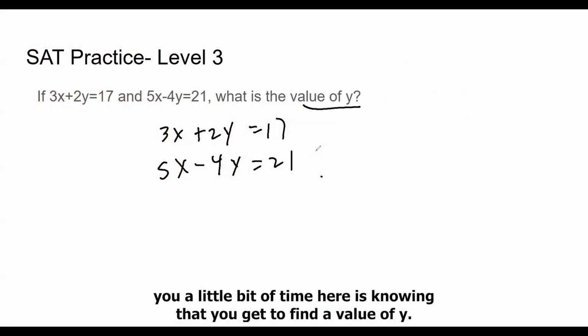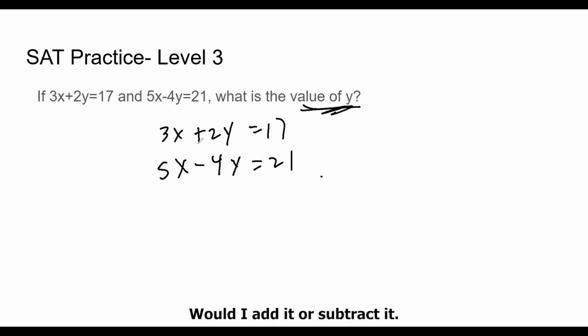So one thing that will save you a little bit of time here is knowing that you've got to find the value of y. So I've got to get x to go away, when I add or subtract, to get a zero. So here's what I'm going to do. I'm going to multiply this by 5 and this by 3.